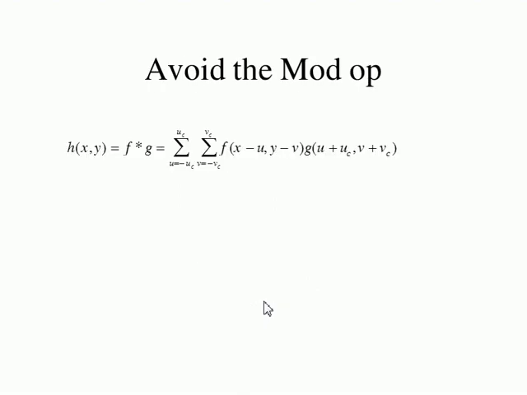And it's possible to avoid the mod operation if you select a window which is of odd size. The reason why is because an odd size window will always have an exact center. So if you have a 7 by 7 window, I can find the center. If you have a 3 by 3 window, I can find the center. If you have a 2 by 2 window, I can't have an exact center for this window traveling across the image.